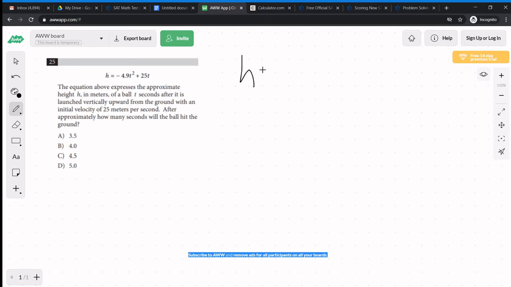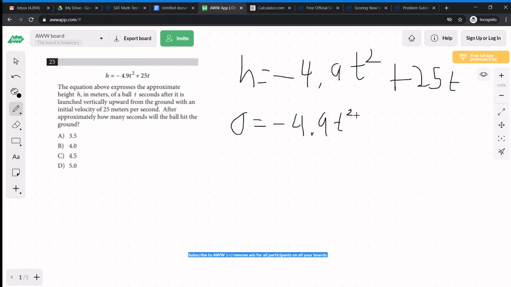Alright, so the height equals negative 4.9t squared plus 25t. The equation above expresses the approximate height h in meters of a ball t seconds after it is launched vertically upwards from the ground with an initial velocity of 25 meters per second. After approximately how many seconds will the ball hit the ground? So it is asking, when will the height be 0? That is all it's asking.